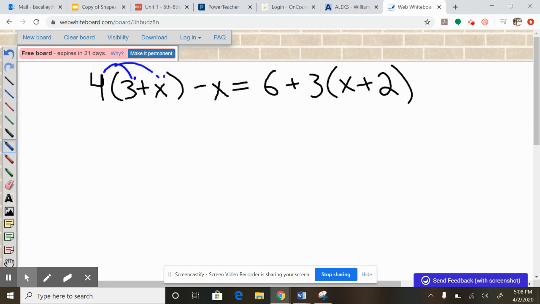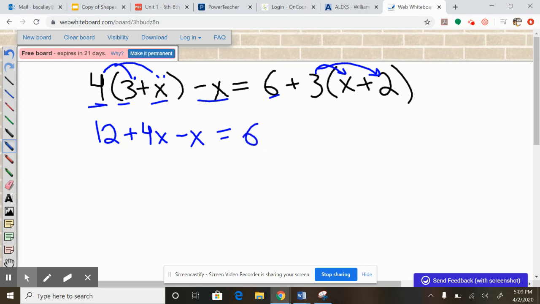I'm going to distribute that 4. And over here on the right side, I'm going to distribute this 3. So once I go ahead and do that, 4 times 3 is 12. 4 times x is 4x. I'm going to bring down this minus x. Bring down this 6. Distribute my 3 here, 3x. And 3 times 2 is going to be 6.